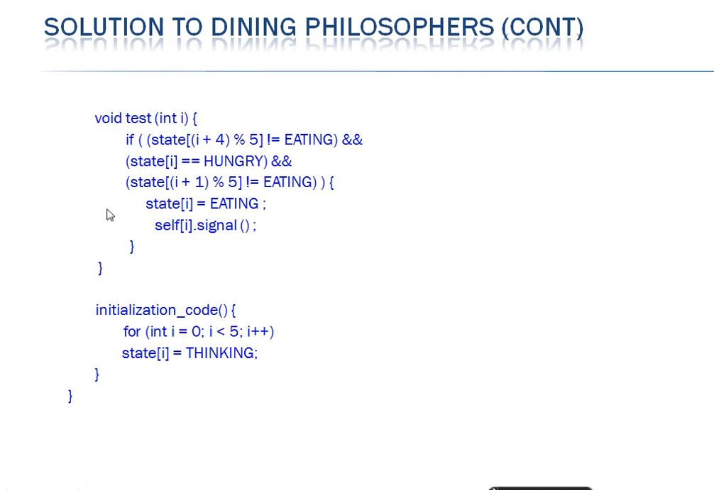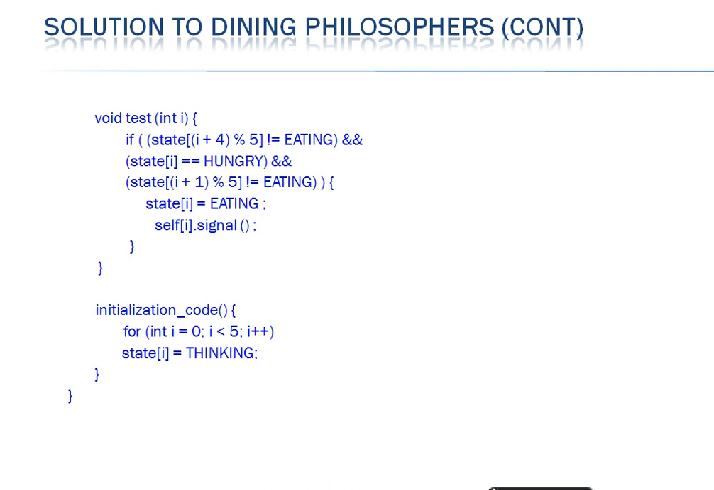Then we have the test function, which checks the state of the philosopher, whether it is not equal to eating and is equal to hungry. Here you need to check the state of the two neighbors, right and left, of a particular philosopher. If this philosopher is hungry, it requires two chopsticks, one from the left and one from the right side.